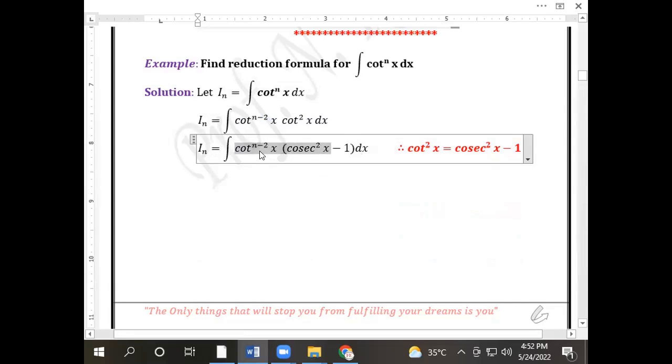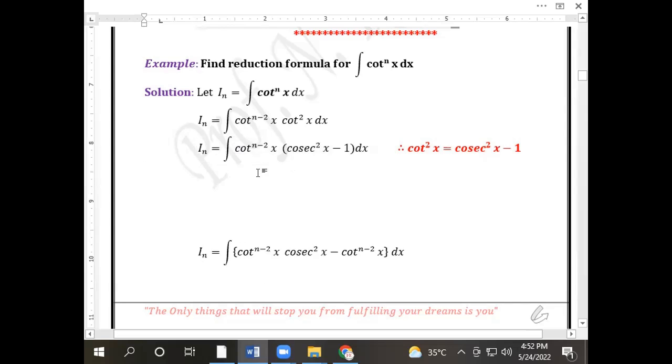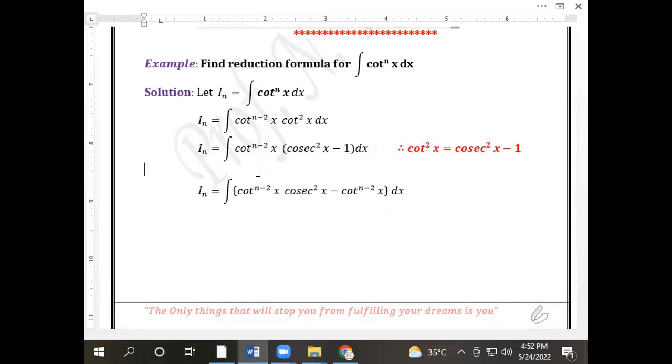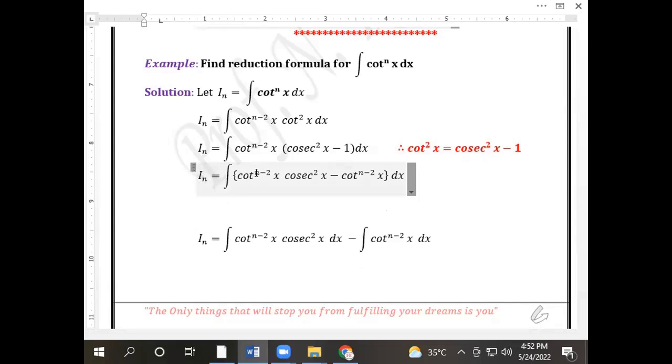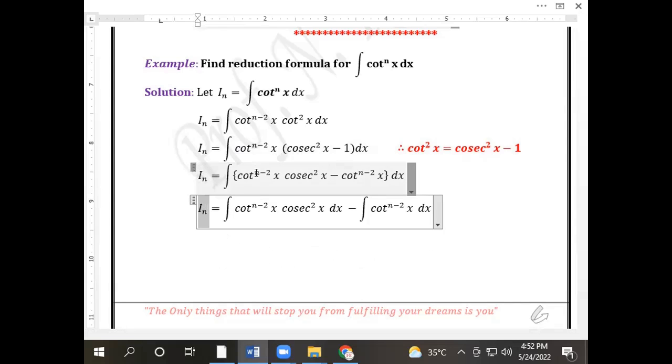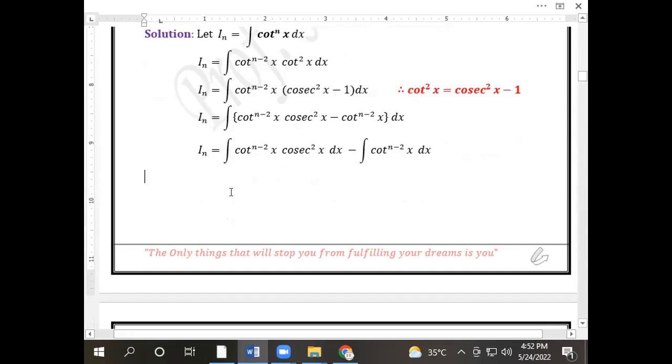Means cot raised to n minus 2 x is multiplied with your cosec square x minus 1 terms. So we get two integrations: the first is cot raised to n minus 2 x into cosec square x, after making the multiplication, and the second term is cot raised to n minus 2 of x dx.